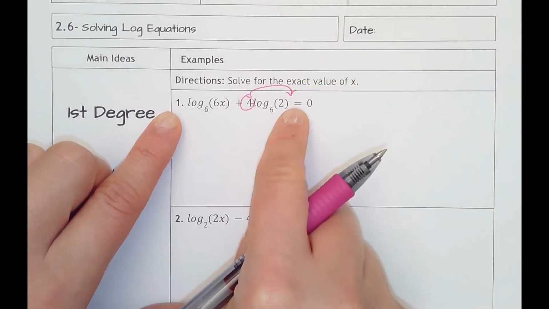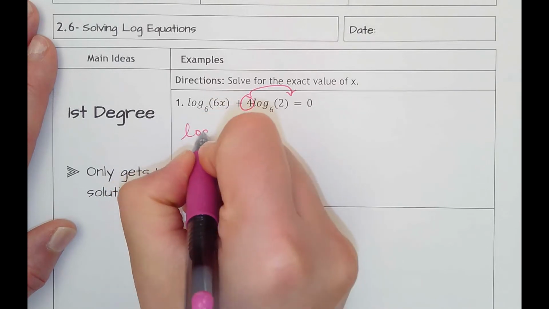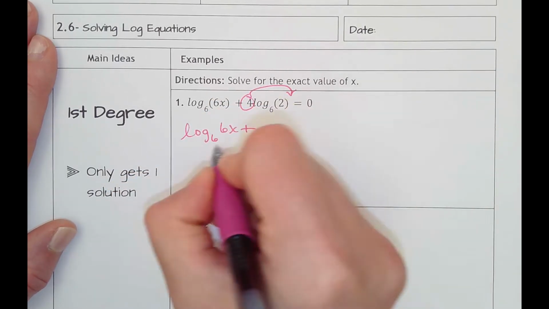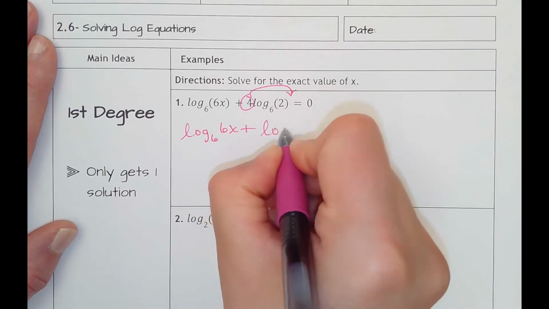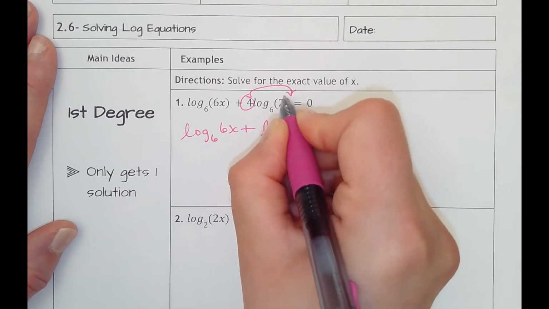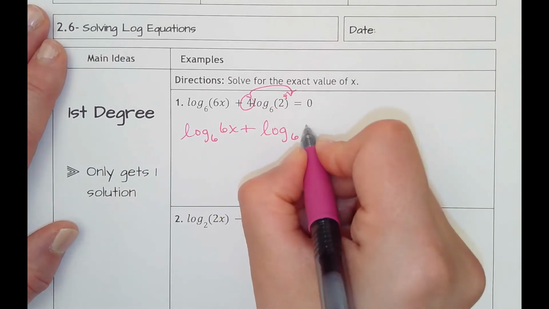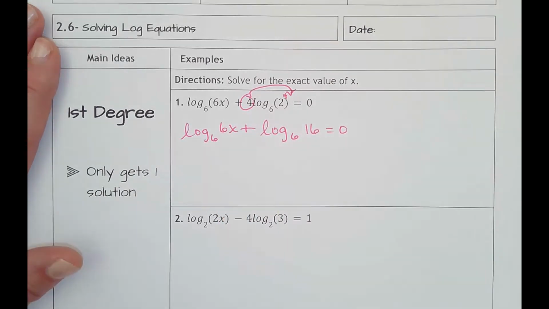So I'm going to move the 4 behind the 2, and this would be log base 6 of 6x. I don't know why they put parentheses. I don't really like them, honestly. Plus log base 6 of 2 to the 4th power. What would that be? 2 times 2 is 4, times 2 is 8, times 2 is 16. Okay, so that's the first step.